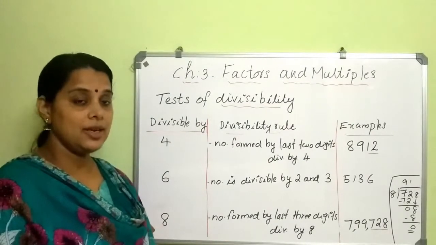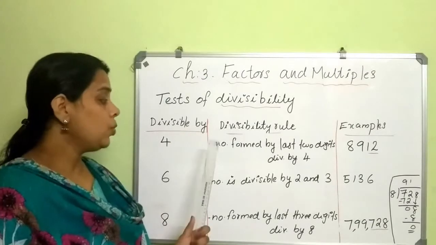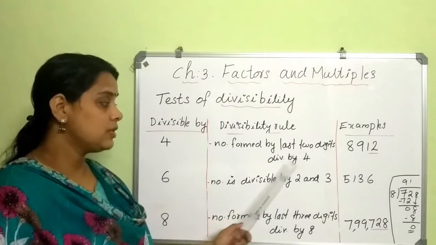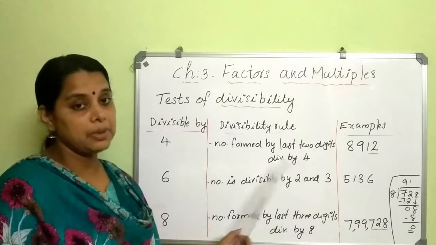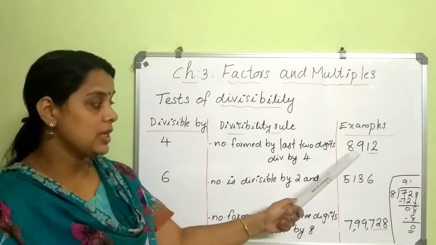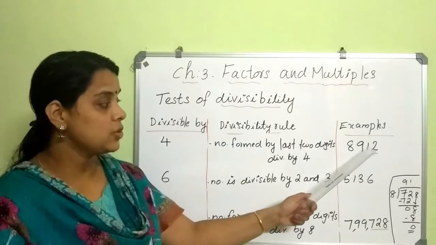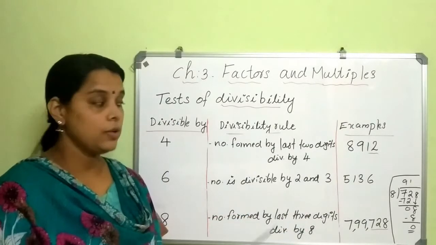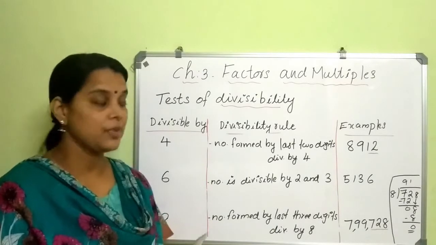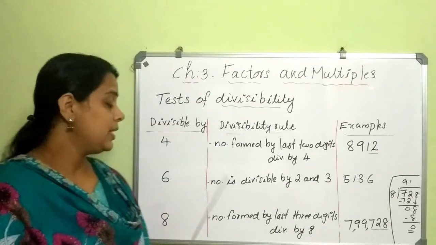Now let's see how to check if a number is divisible by 4. The rule is if the number formed by the last two digits is divisible by 4, then the number is divisible by 4. See this example: 8912. The number formed by the last two digits is 12 here. We know 4 threes are 12, so 12 is divisible by 4. So this number is divisible by 4.